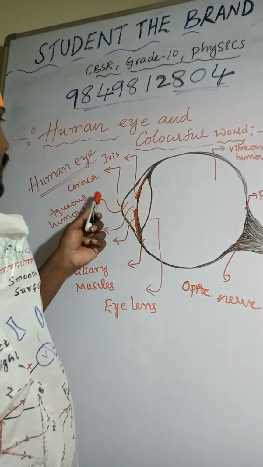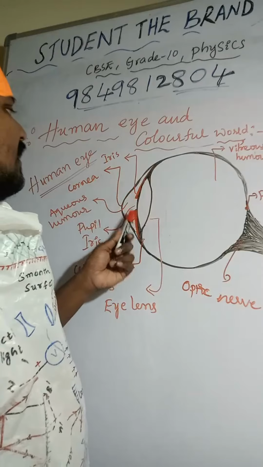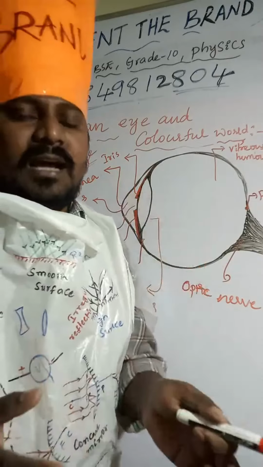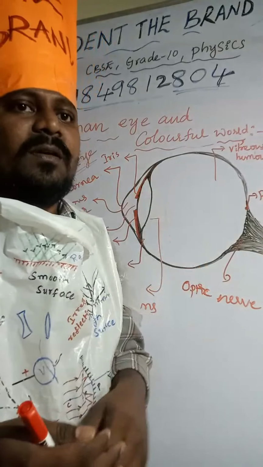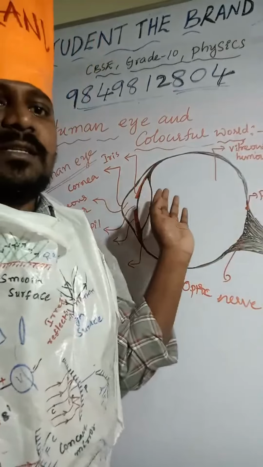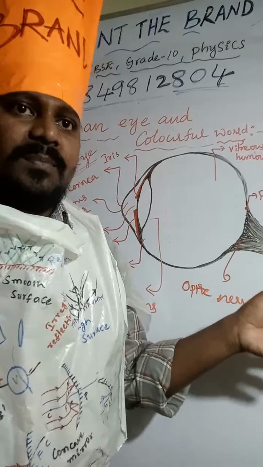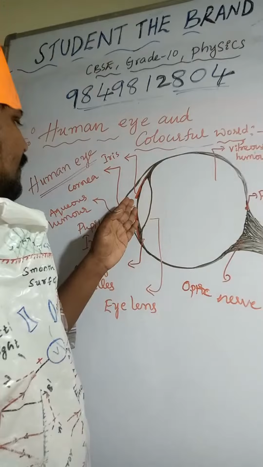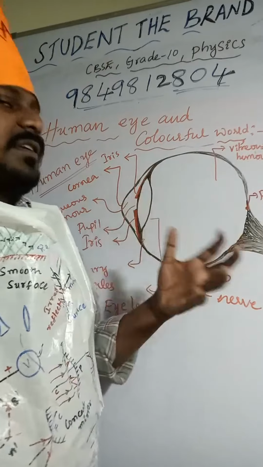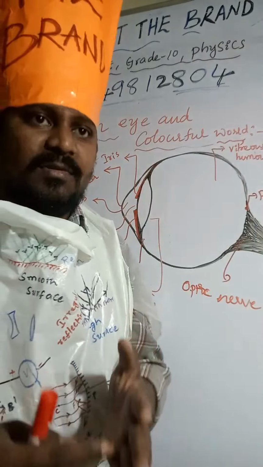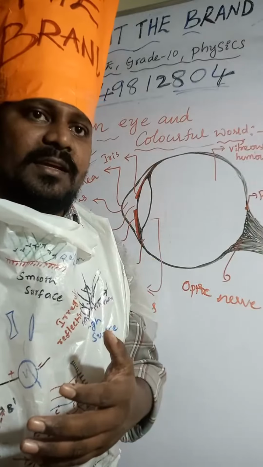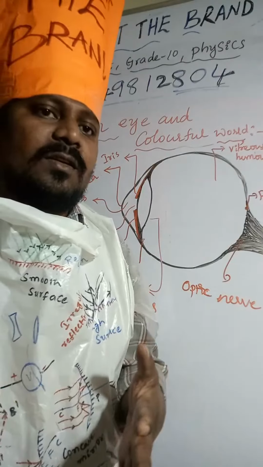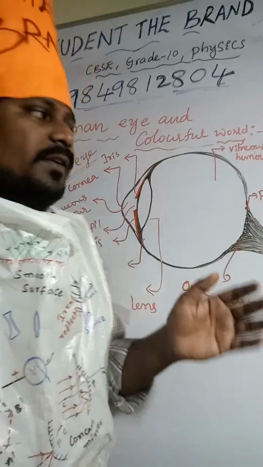Next one is iris. Iris is a dark muscular diaphragm which controls the size of the pupil. The pupil will control and regulate the amount of light entering into the eye.